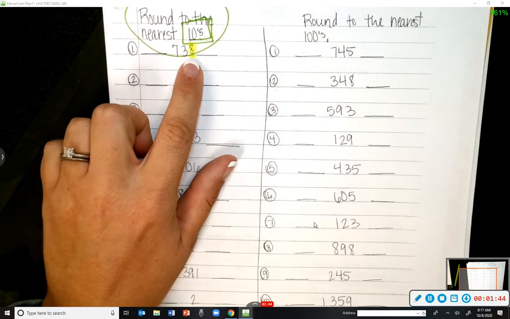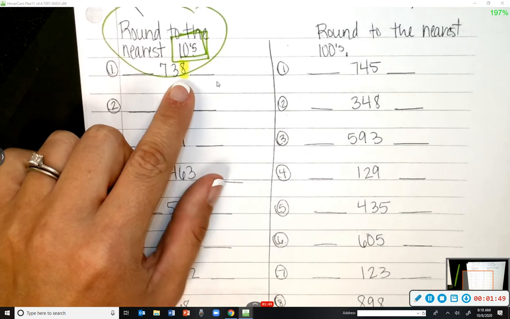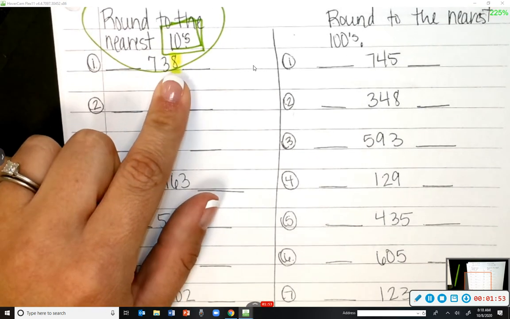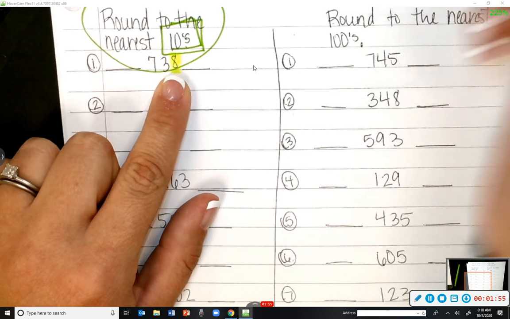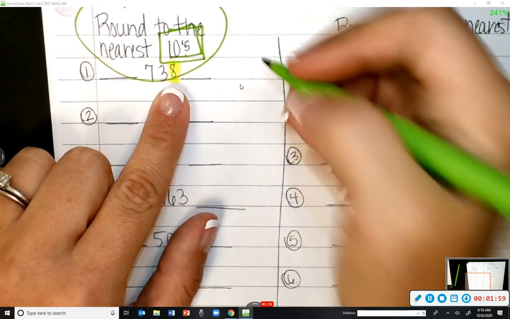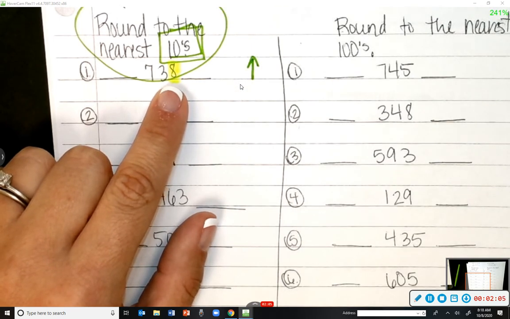So in this one, I'm highlighting the 8 because that's what's going to tell me to round up or down when I'm rounding to the tens, the ones place. So since it's an 8, am I going to round up or down? Up. Okay. Now I'm going to show you a different way than yesterday because yesterday we seemed to be struggling. So I'm going to try a different strategy.